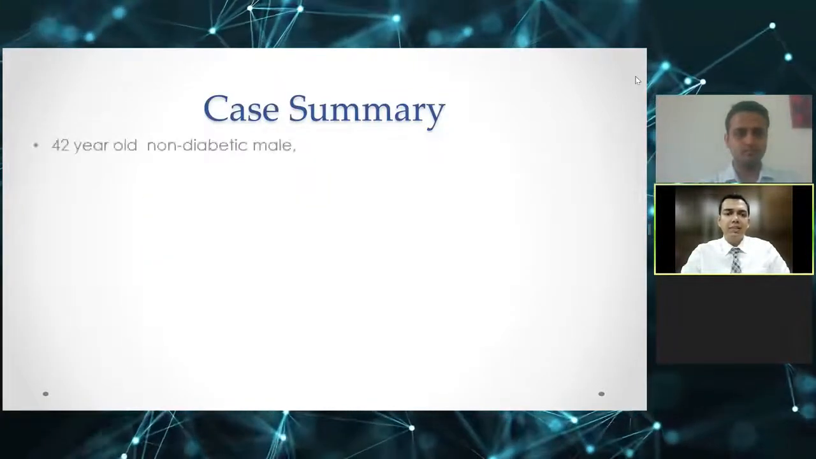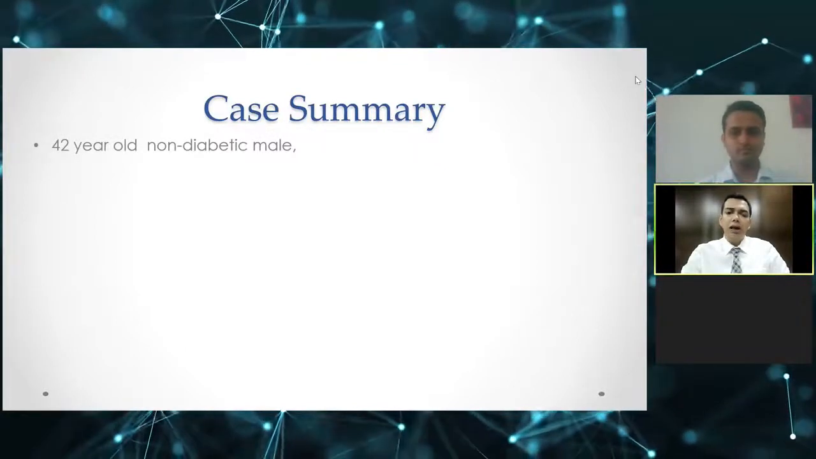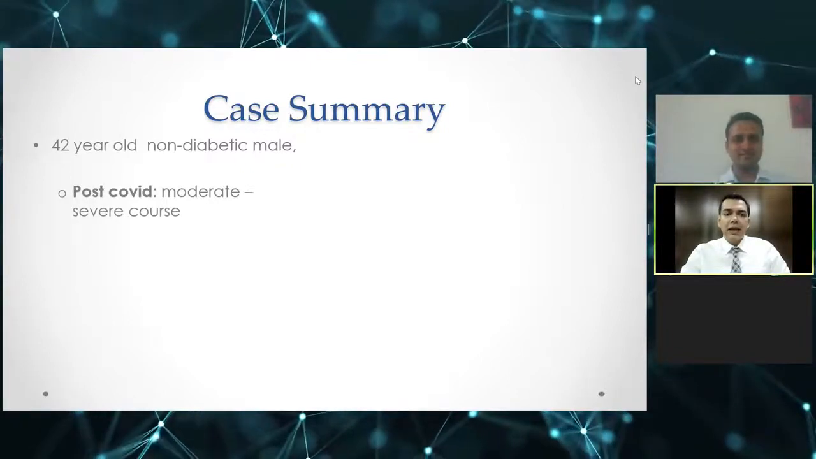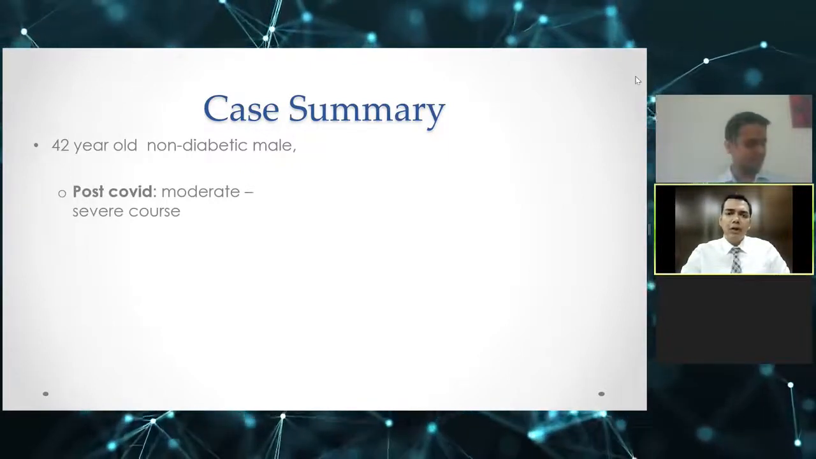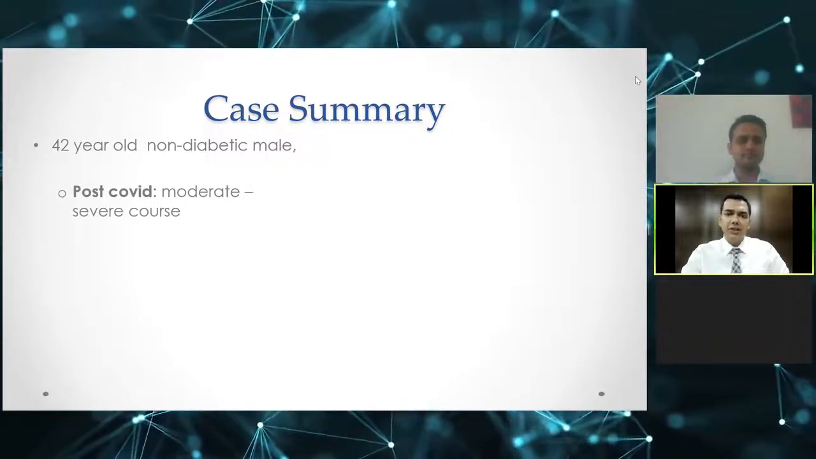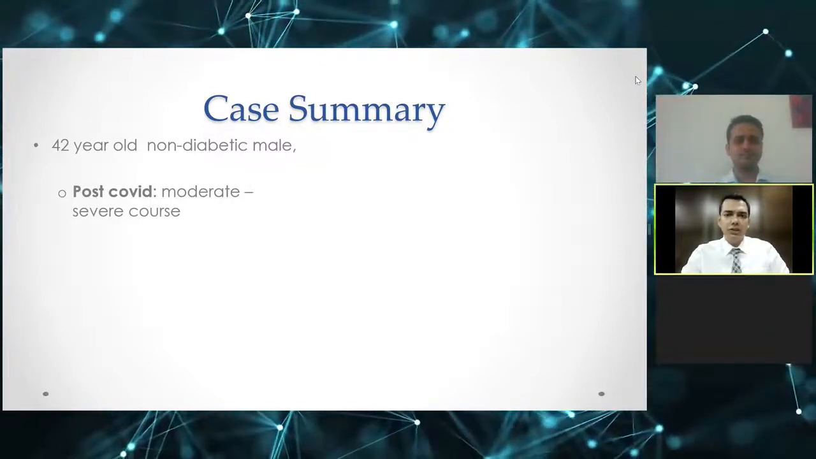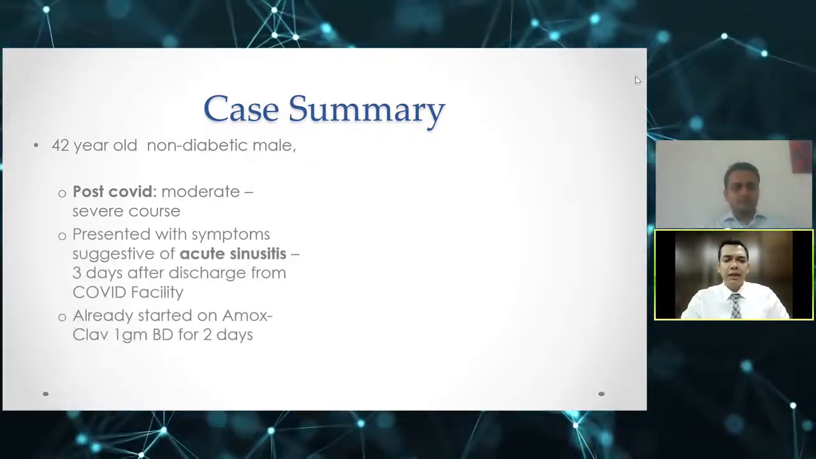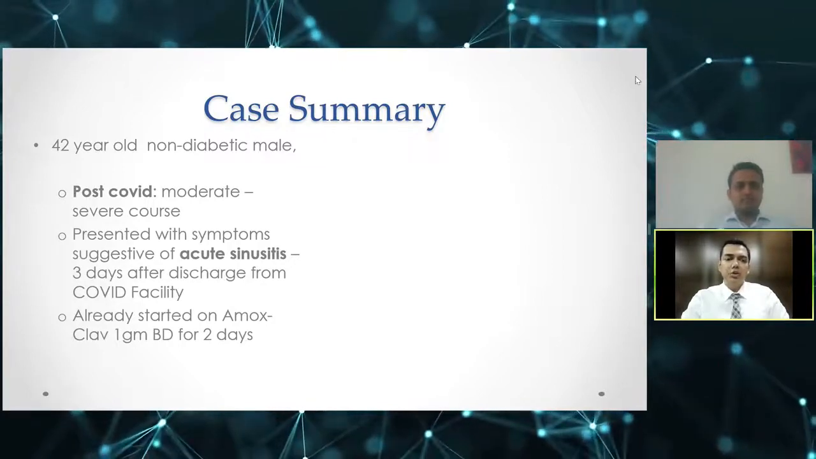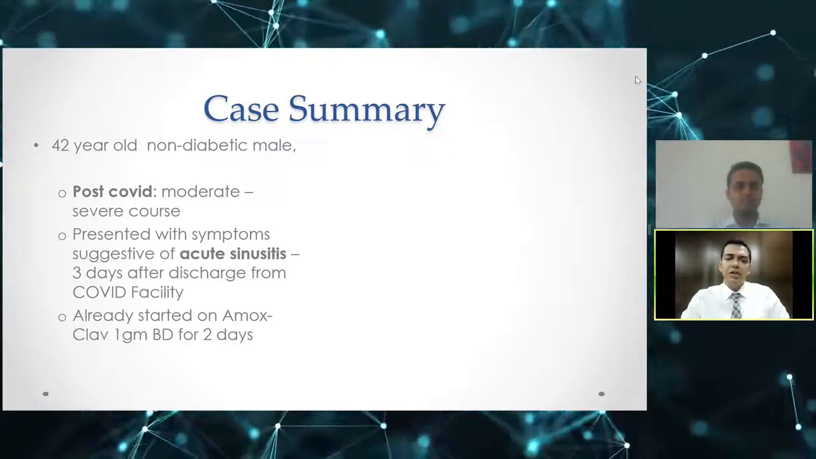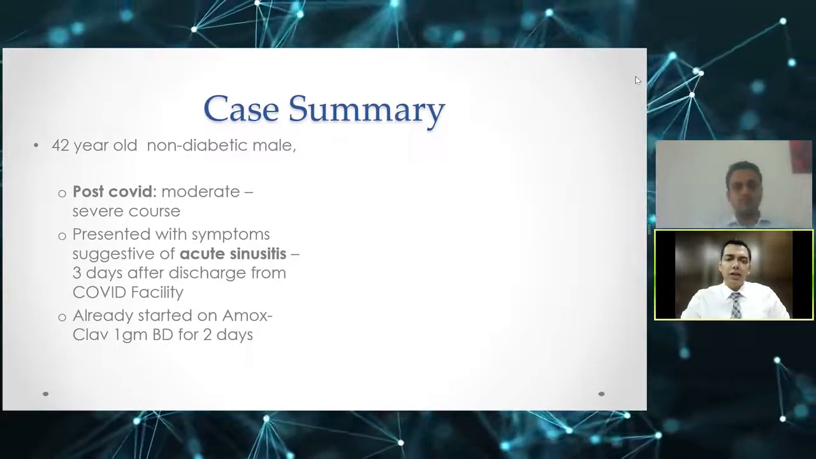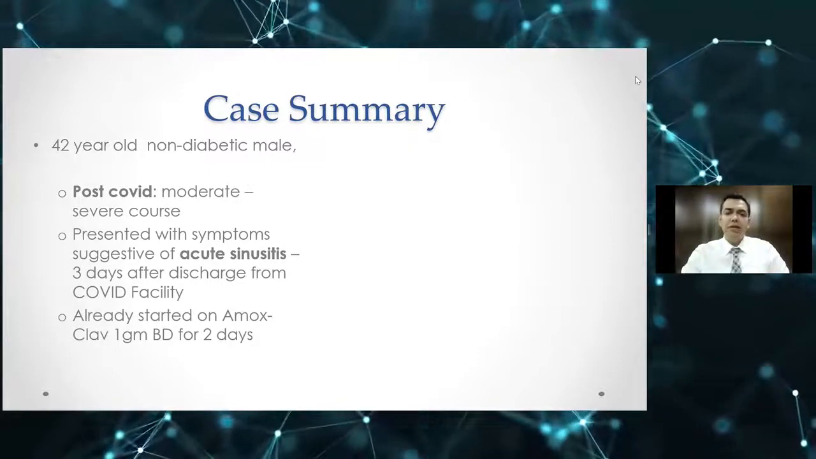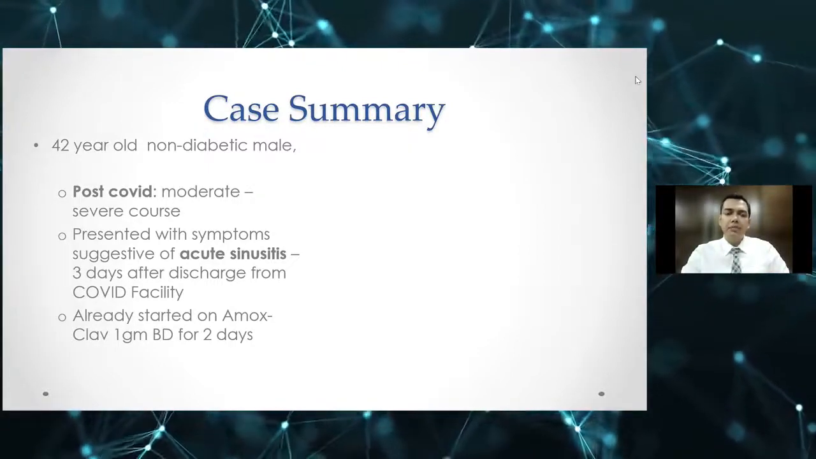So coming to my case summary, this was a 42-year-old non-diabetic male banker who had come to me in the clinic after a fairly moderate to severe COVID course. He received all the medications. He was in the ICU, on oxygen, just shy of the ventilator, and he had literally come back. He presented with symptoms of acute sinusitis 3 days after discharge from the COVID facility. He was already started on 1 gram BD of amoxicillin and clavulanic acid, the standard first-line therapy, for 2 days, and there was no relief.